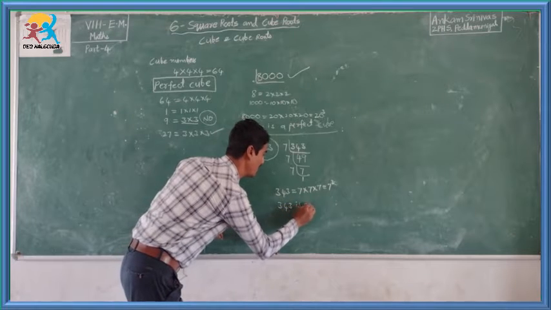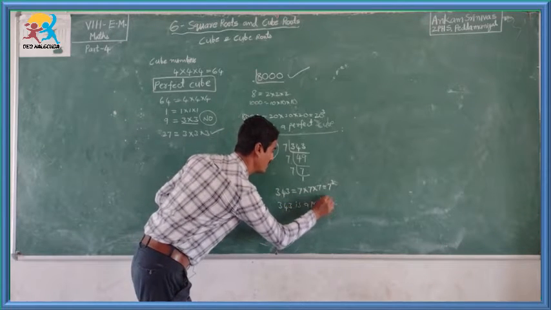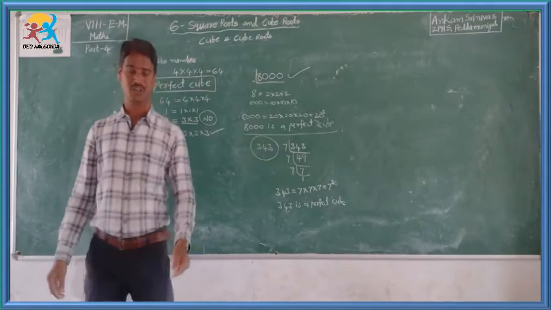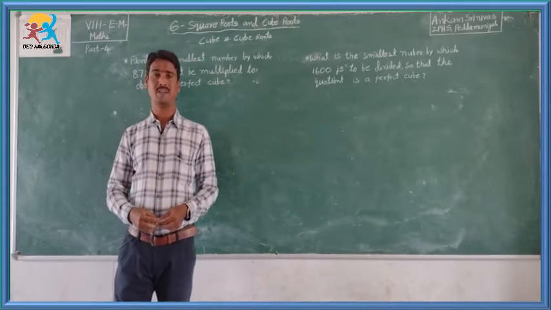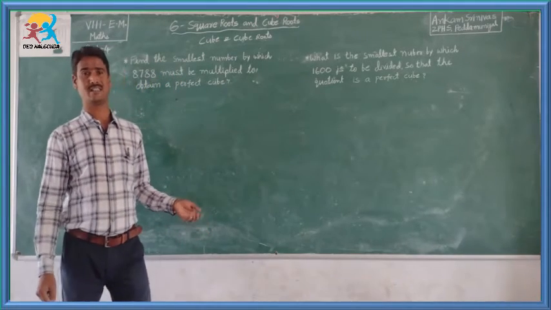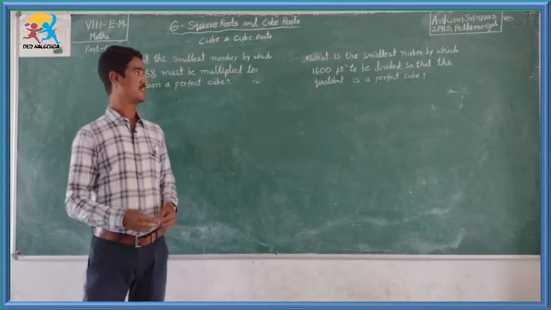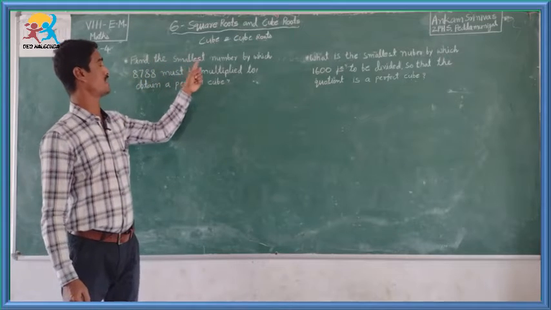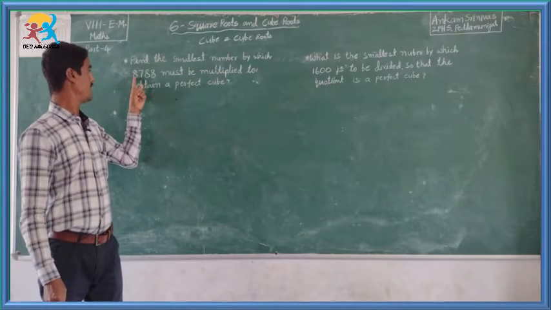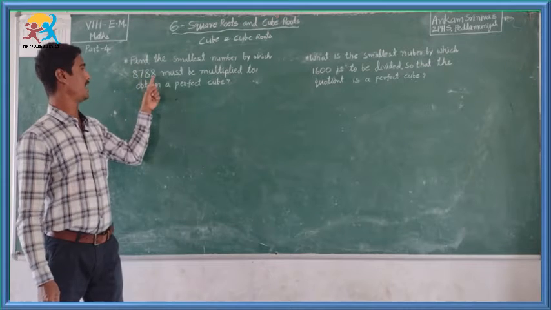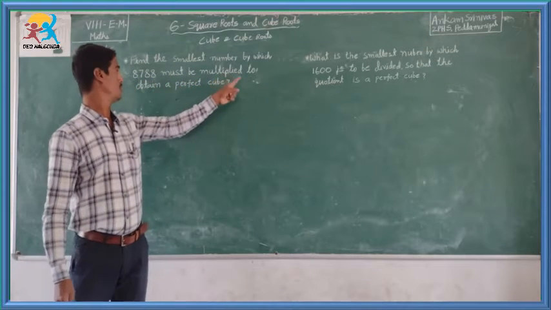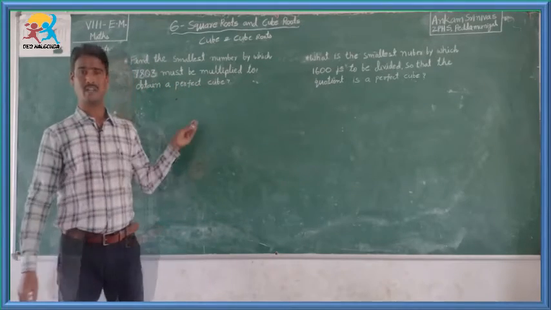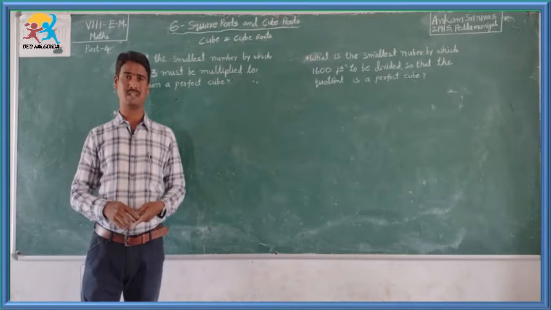343 is a perfect cube. We know that a perfect cube can be written as a product of three same numbers. So I have given one problem here. Find the smallest number by which 8788 must be multiplied to obtain a perfect cube. We know that a perfect cube can be written as a product of three same numbers.